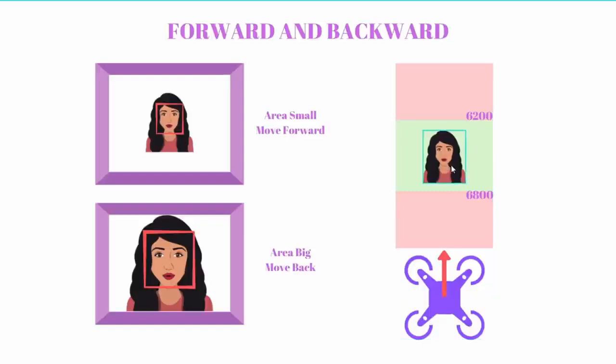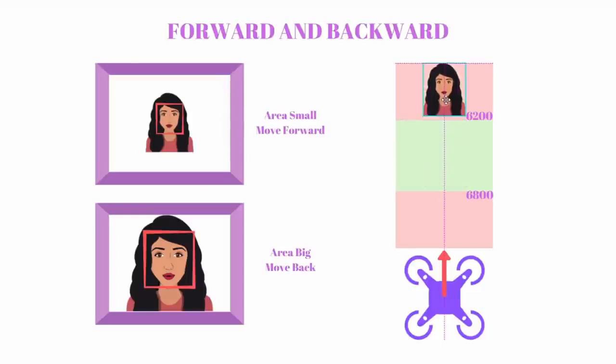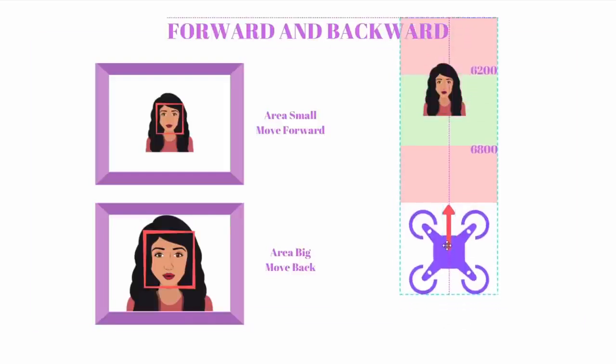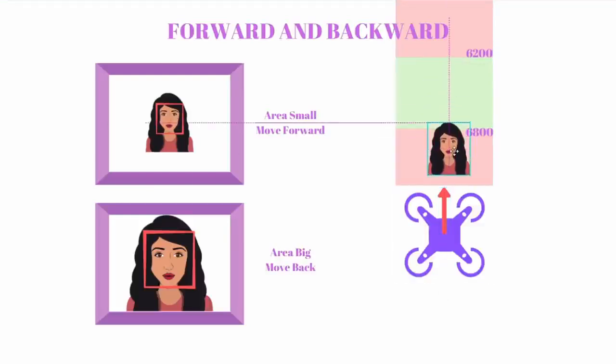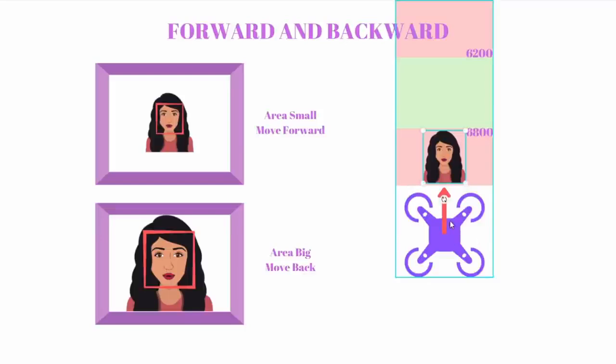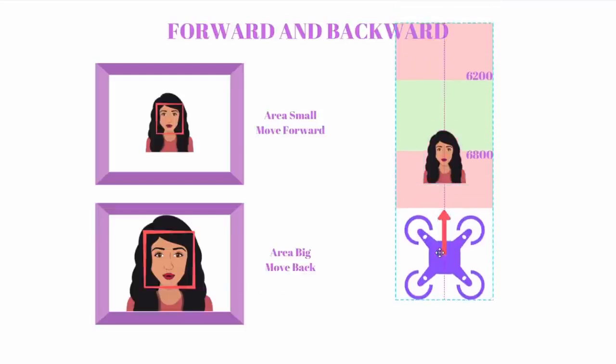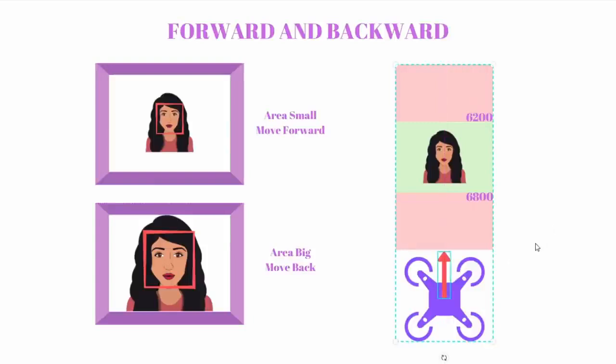So let's say the person here, she moves backward. Now the drone will have to compensate and it will move forward. It will go up till that green zone and then it will stop. Now let's say she moves forward. Then the drone will have to counter the movement by going back, until it reaches the green zone. So this is the idea, that there will be a green zone in which the drone will not move, it will be stationary, and if it's too close it will go back, if it's too far away it will go forward.